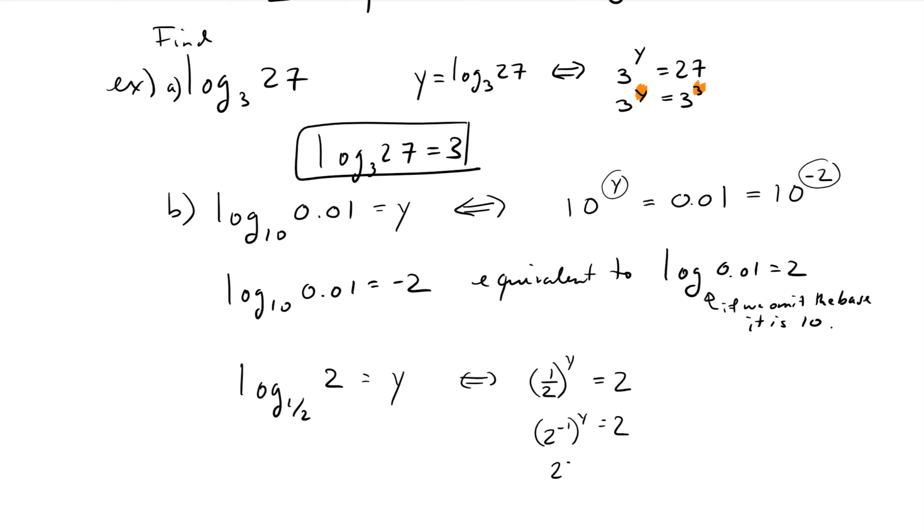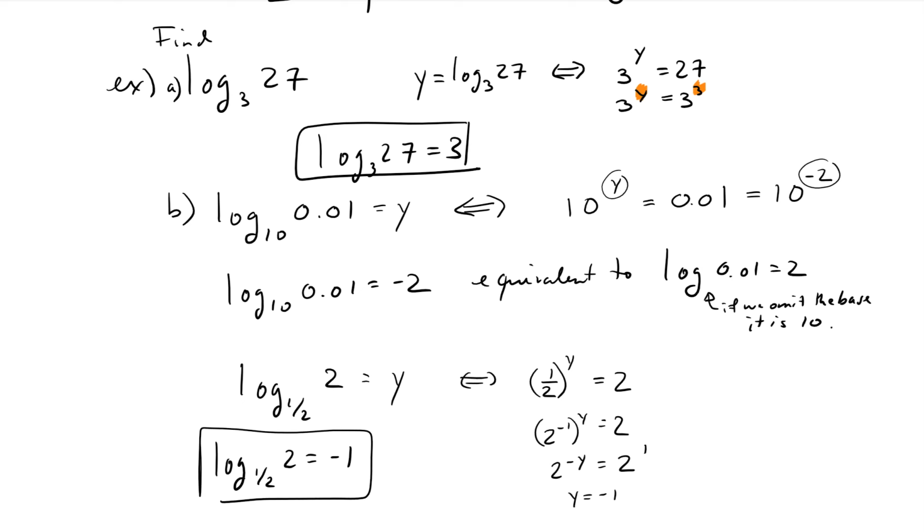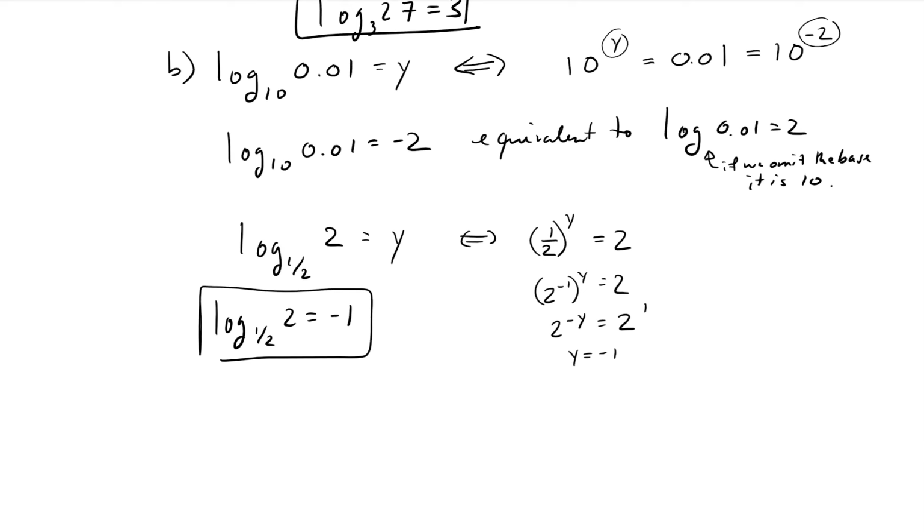Okay, so in fact, this is 2 to the minus y is 2 to the 1. So that means minus y is 1, so y is minus 1. So that means that log in base 1/2 of 2 is minus 1 because minus 1 is the exponent to which I raise 1/2 in order to get 2. Okay, maybe let's accelerate a little bit and see if we get better at this.